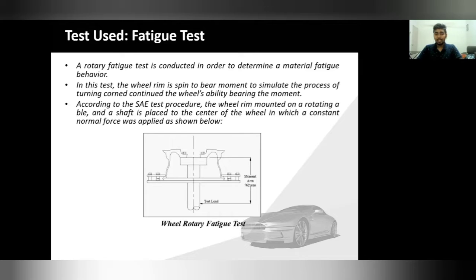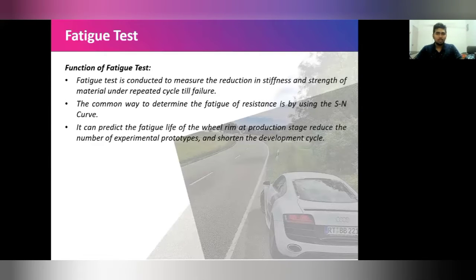Yes, you can see the description of the experimental setup stated in the diagram below, where the wheel rim is pinned to bear moment to simulate the process of turning, to test the wheel's ability of bearing moment. According to the SAE procedure, the wheel rim is mounted on a rotating shaft, which is placed in order to center the wheel, and a constant normal force was applied as shown below. Well, why do we use a fatigue test?